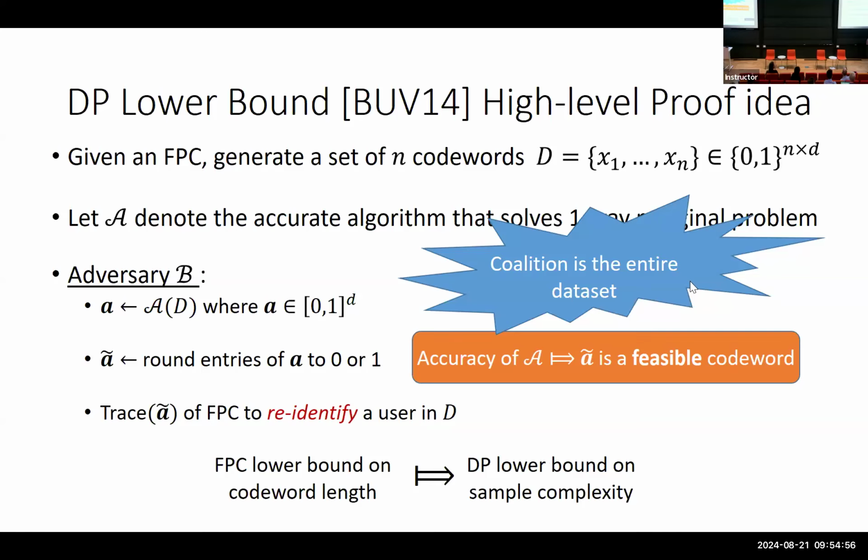And then using a lower bound from the fingerprinting code literature, we can get a DP lower bound on the sample complexity.